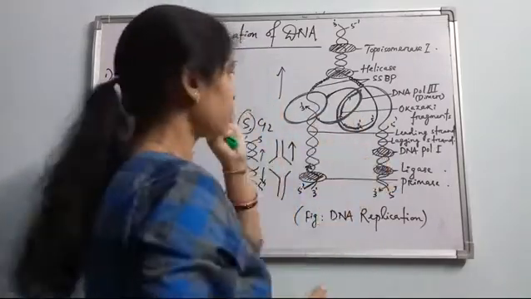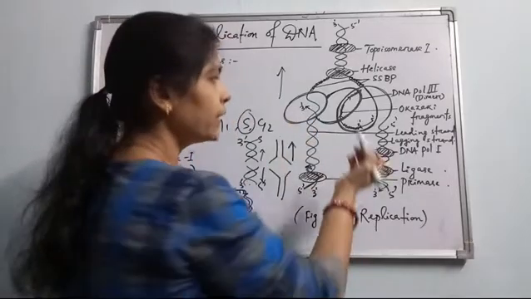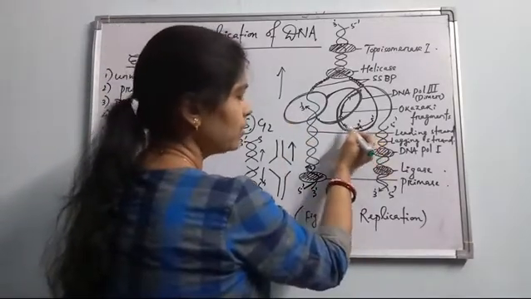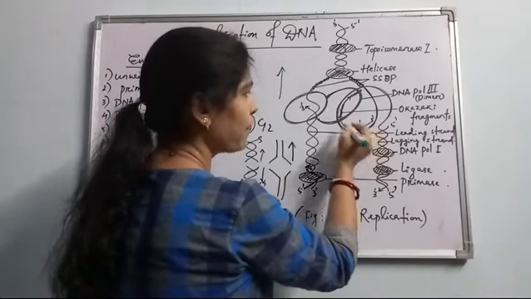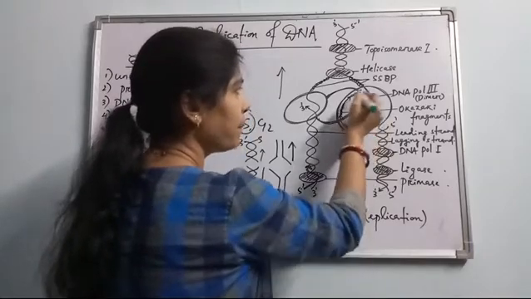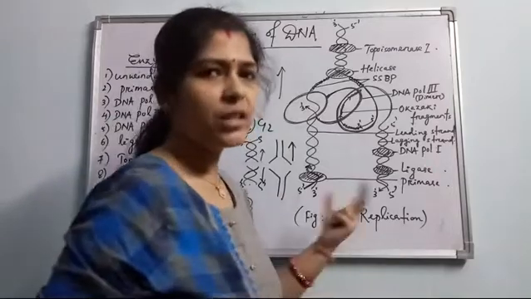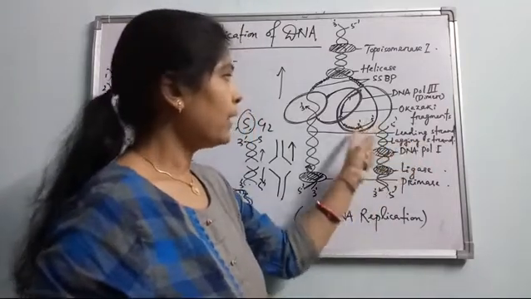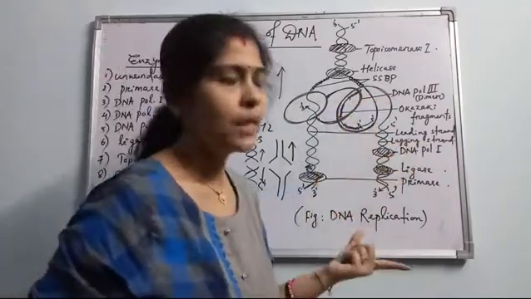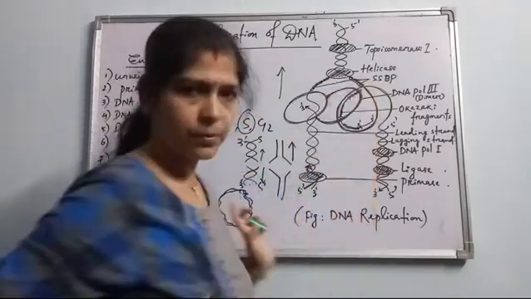Is that clear? Then see here the RNA primer and the short stretch of DNA nucleotides, RNA primer and DNA, that is the DNA-RNA hybrid, is known as Okazaki fragments, after the scientist Okazaki, who discovered that in the lagging strand many RNA-DNA hybrids are first formed. Then the RNA primers are removed.